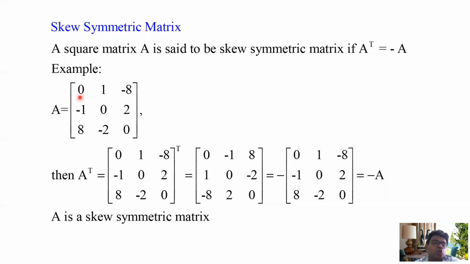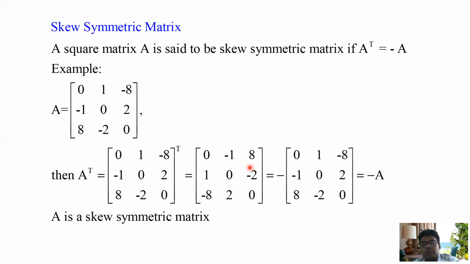A is equal to [0, 1, minus 8; minus 1, 0, 2; 8, minus 2, 0]. Now if I transpose it, when you transpose it, the first row becomes the first column, that is 0, 1, minus 8. The second column is minus 1, 0, 2. And 8, minus 2, 0 is the third column.